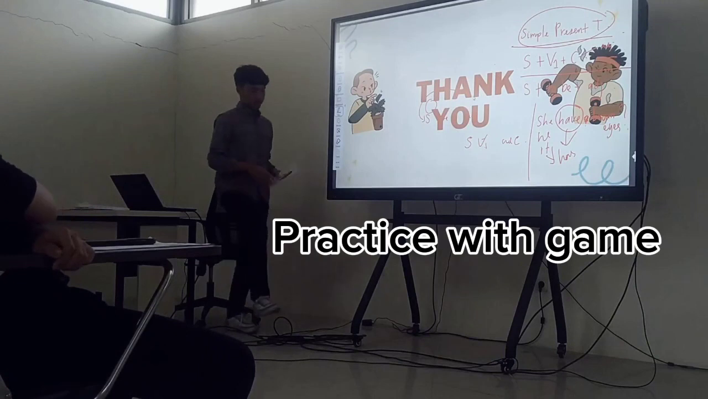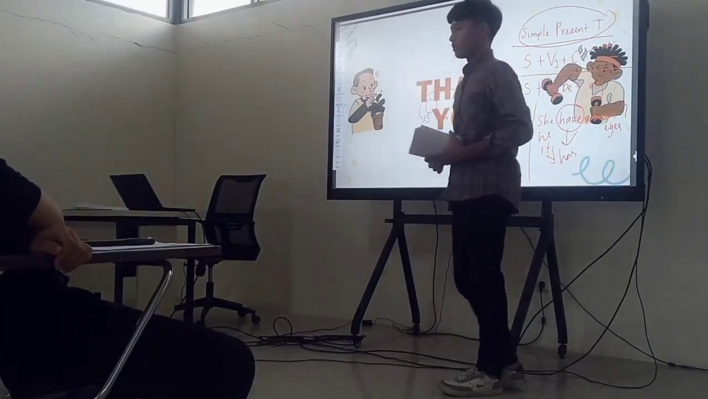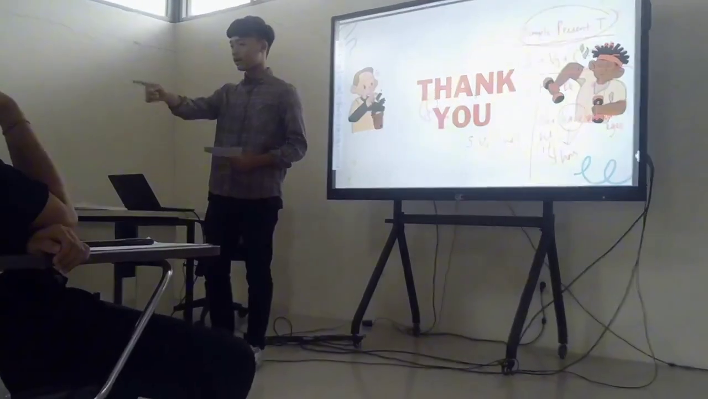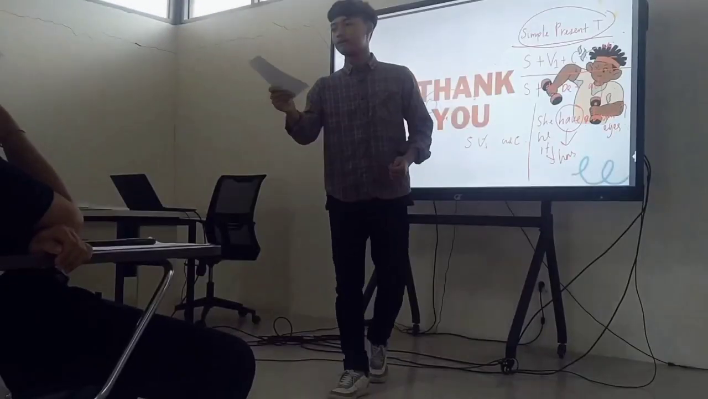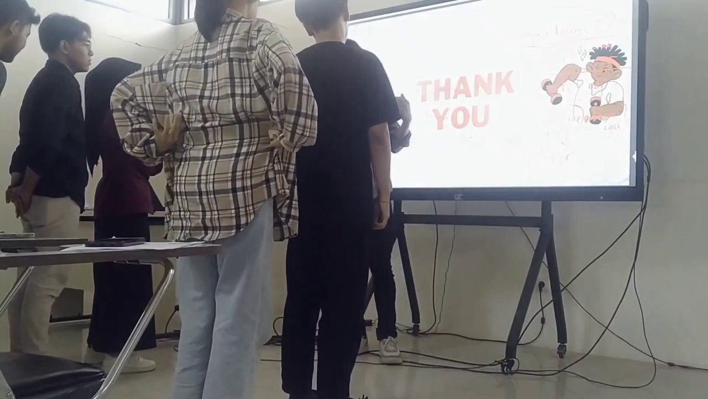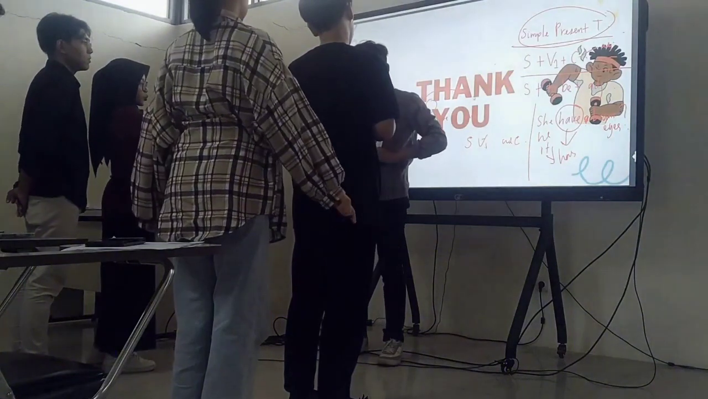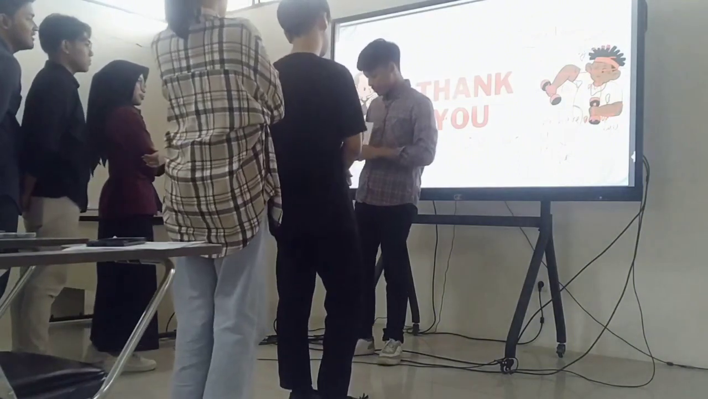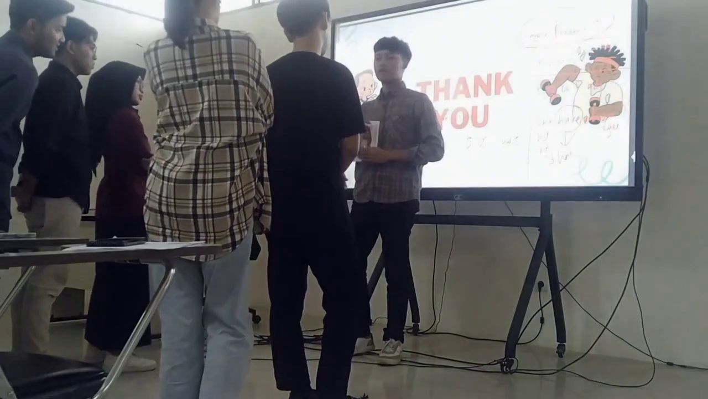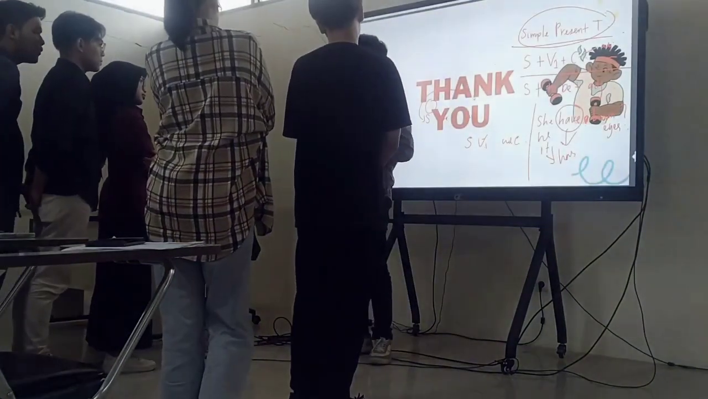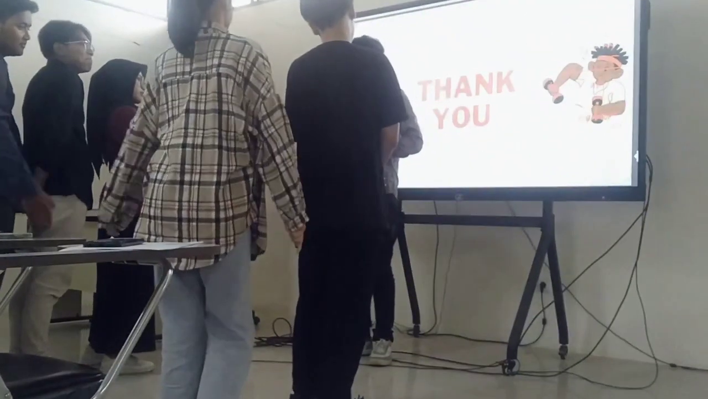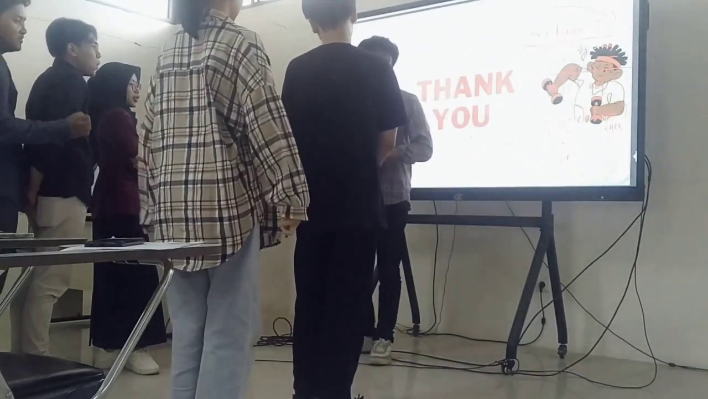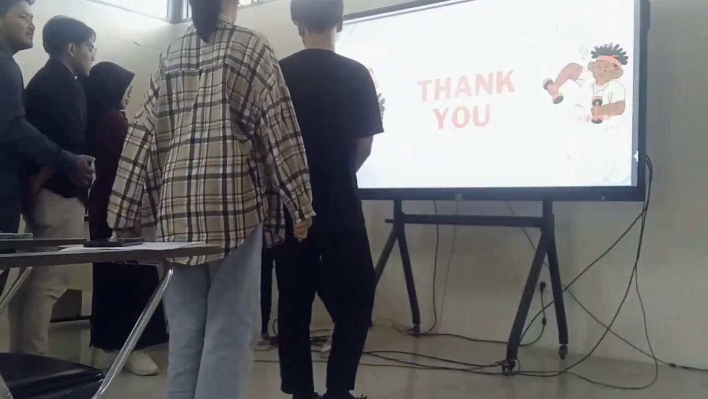So, this class will be divided into two groups. Group one consists of Jamaah, Raka, and Yura, and Fajar and Delsi are group two. I forgot to tell you that this game is called Guessing Famous People. When I show you the picture, you have to guess her name, and then you have to tell me what she looks like or what he looks like. Are you ready? If you know the answers, please say bingo. Are you ready? Okay.